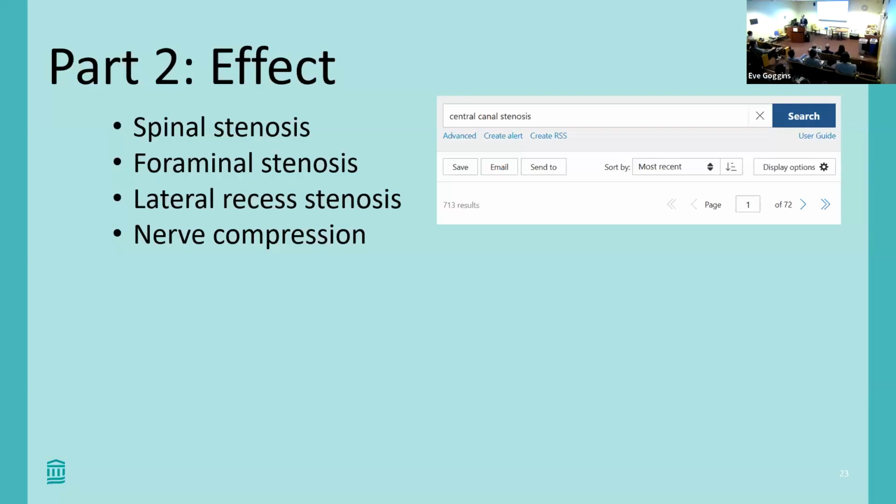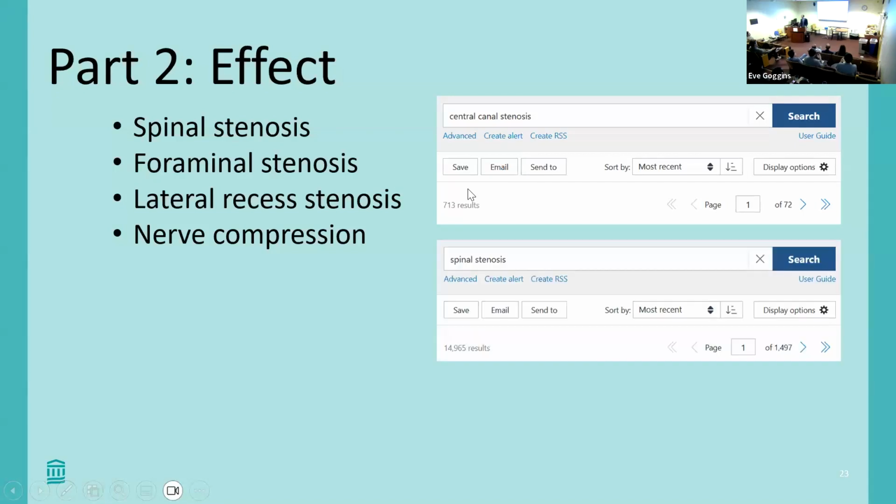I think a lot of the neuroradiology people at the Brigham say central canal stenosis. And then the residents come to us and they say central canal stenosis. I'm like, what's the central canal? You mean that little tiny bit of fluid in the middle of the cervical and thoracic cord that's obliterated? If that was stenotic, they would get hydrocephalus, wouldn't they? Anyway, if you search PubMed for central canal stenosis, you get 713 results. And if you search for the more commonly accepted term of spinal stenosis, you get almost 15,000 results. So I would recommend spinal stenosis.